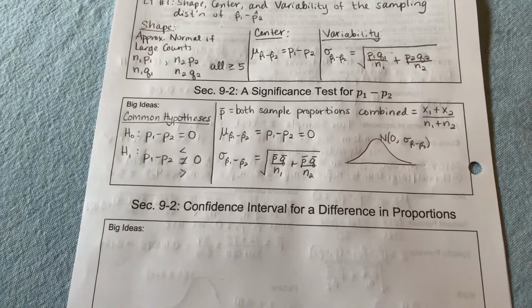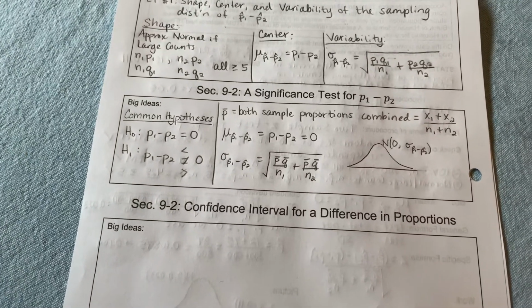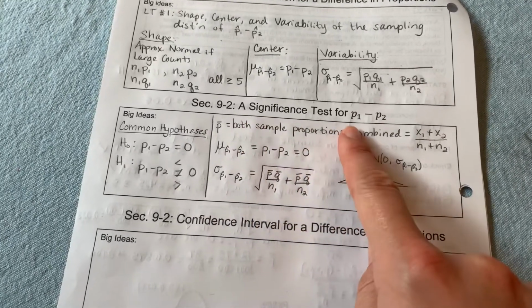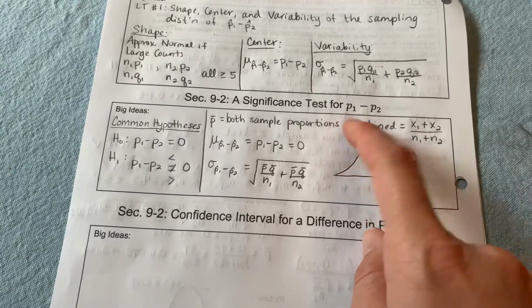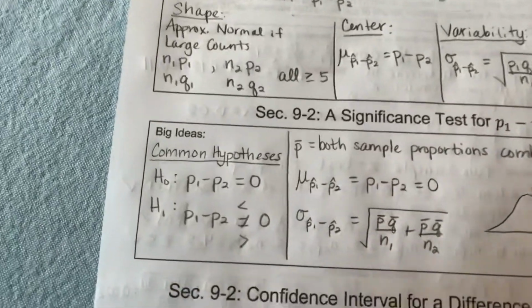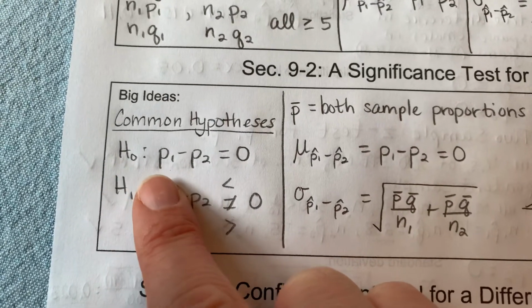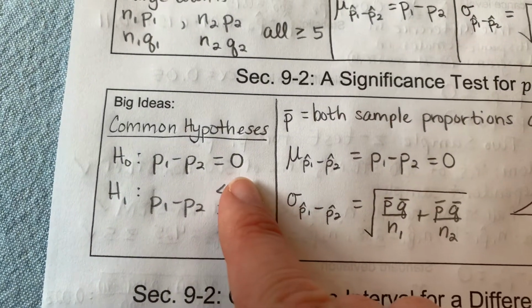Hi guys, so here are the big ideas for the IS-20 notes for part 1. This has to do with the significance tests for the difference in two population proportions. I want to point out the common hypotheses. All your problems are going to use a null hypothesis of P1 minus P2 equal to 0.